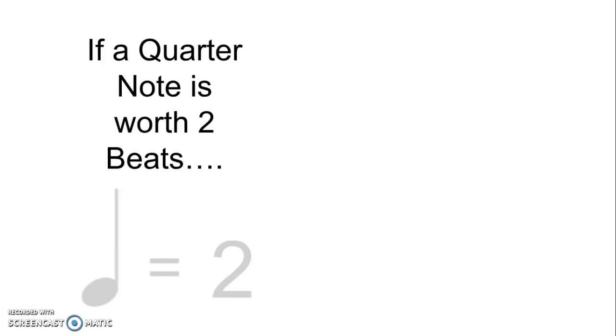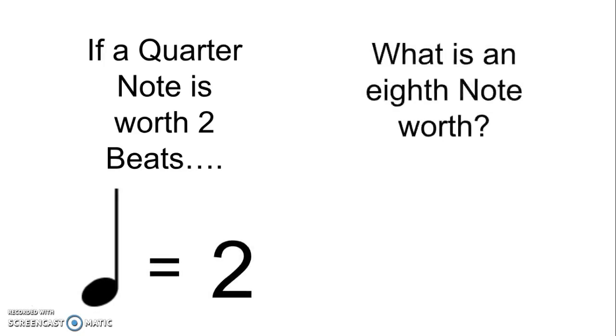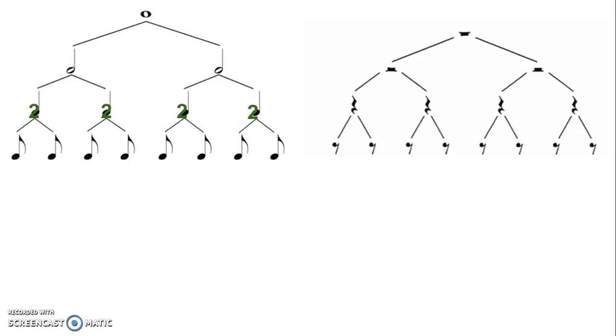If a quarter note is worth 2 beats, what is an eighth note worth? So now we're working the other way. Again, your quarter note we're going to say is 2 for right now, but we're not adding those because we're going down. So we have to divide by 2. 2 divided by 2 is 1. Then you can double check. 1 plus 1 is 2, correct.